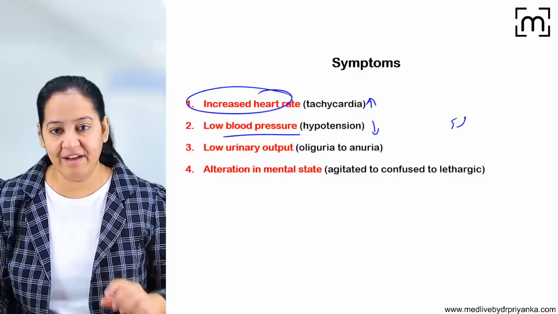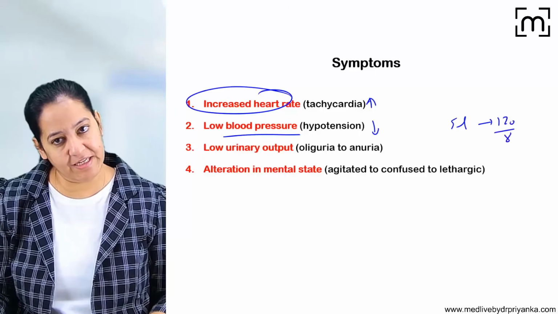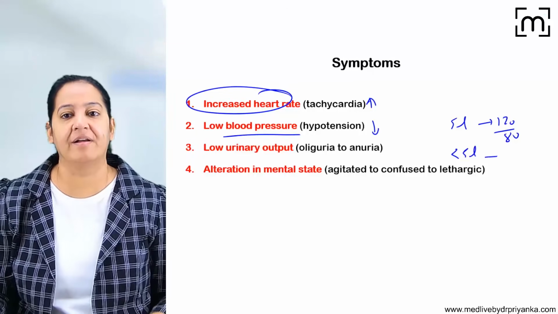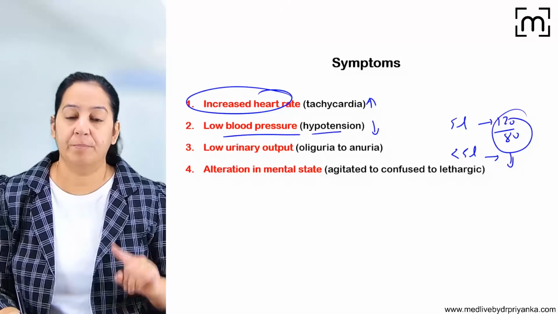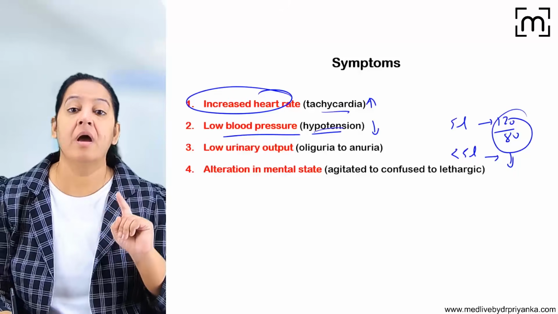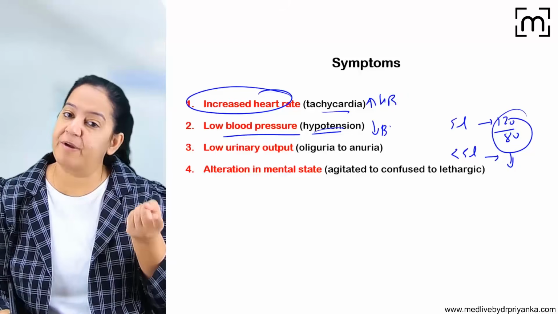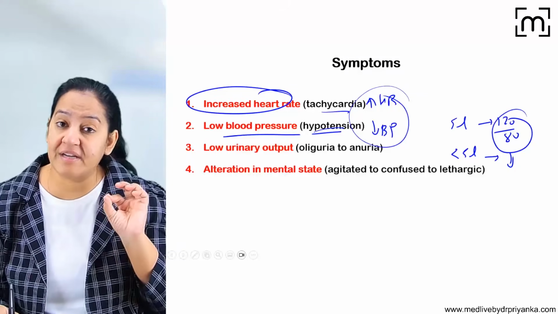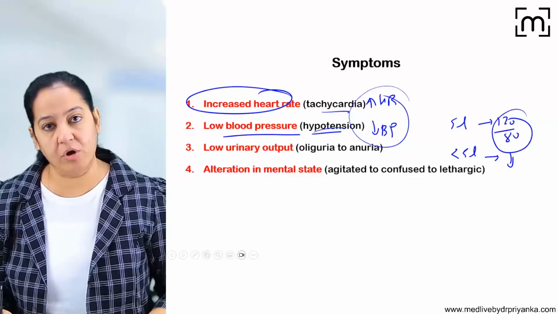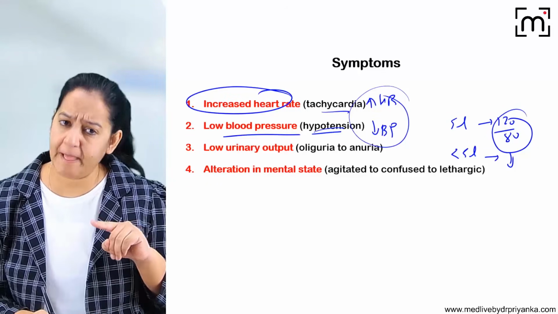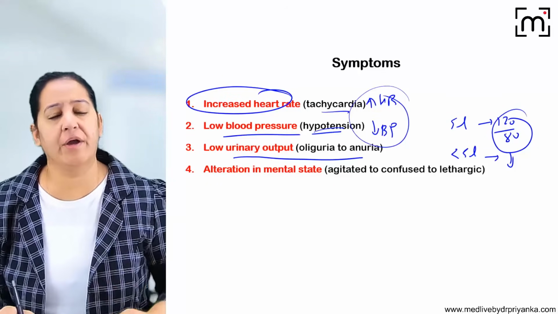When the blood is 5 liters, we have a blood pressure of 120/80. But when the blood is less than 5 liters, the blood pressure will be less. The patient will be having hypotension. So the patient has tachycardia and hypotension. Heart rate is more, but blood pressure is less. This deadly combination is seen in shock. And all the organs receive less blood. Now the kidney receives less blood. That's why the patient has oliguria or anuria.